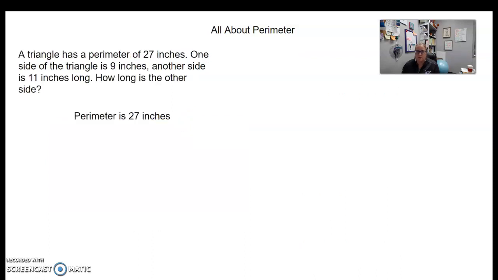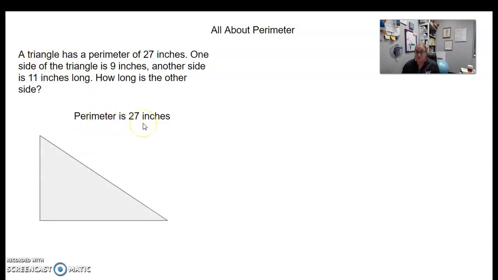Another way that we could do this is by looking at a problem like this. So this one says a triangle has a perimeter of 27 inches. One side of the triangle is 9 inches. Another side of this is 11 inches long. How long is the other side? Now in this case, I'm told the perimeter is 27 inches. So again, I'm going to draw my shape first. So my shape is a triangle. So here's my triangle, and I'm going to label what I know.